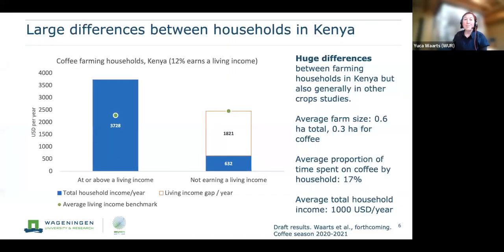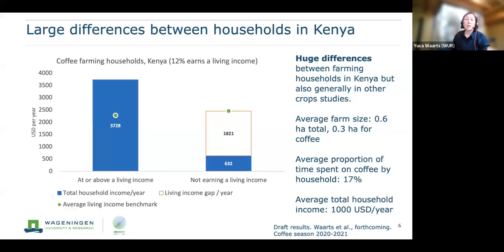Next slide, please. We move to coffee, sorry. We move to Kenya to look at coffee farming households. And here you can see to the left the households who earn a living income and their living income benchmark in green. And to the right, we see the households not earning a living income. On average, they have a gap of $1,800, and they earn only around $600 in total from coffee but also other sources. So the income is really low. And here we see really huge differences between the households.